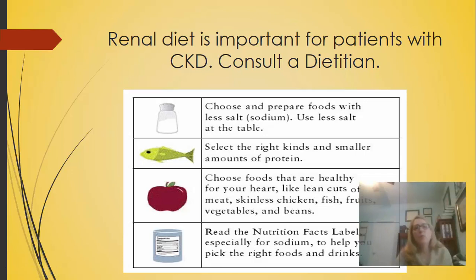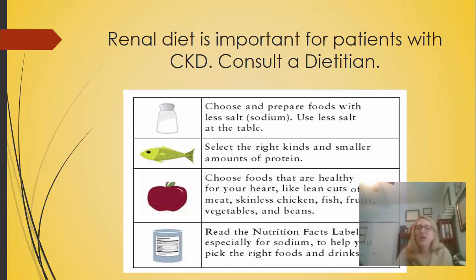Renal diet. It's important for patients with chronic kidney disease to consult a dietitian. You want to choose to prepare foods with less sodium and use less salt at the table. You don't want them shaking it at the table, and you don't want to cook with it. No more than necessary. Try to keep that minimized. 2,000 milligrams or less. Select the right kinds of food and smaller amounts of protein. You want them to eat fish when they're eating. That'd be good. Stay away from red meat as much as possible.